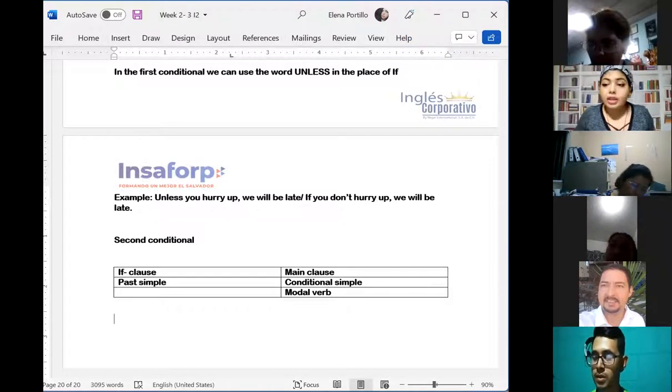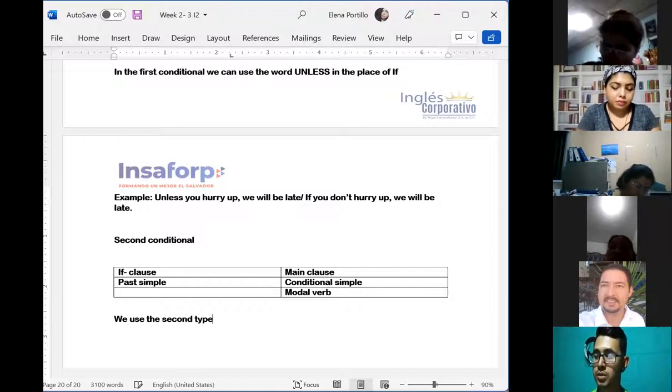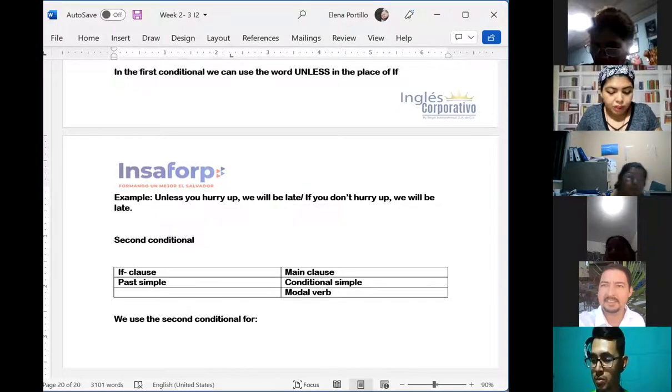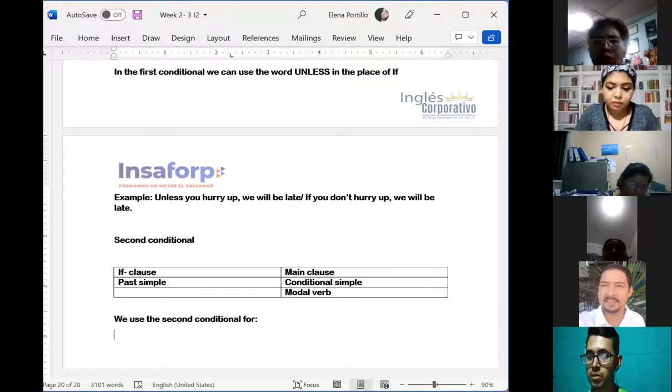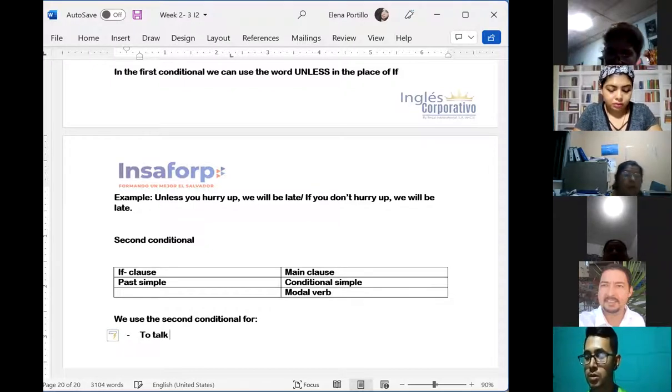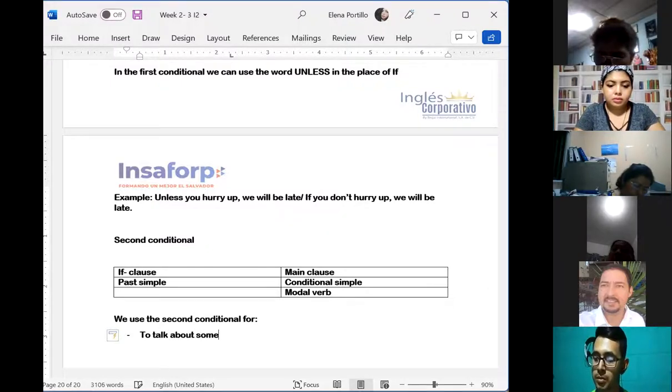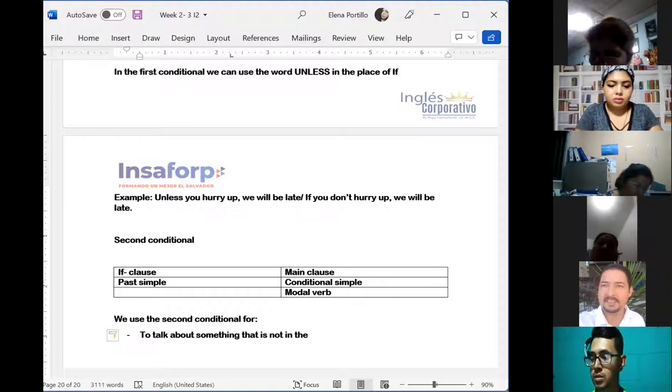So why are we using this kind of clause? We use the second conditional to talk about something that is not in the present, and that is almost impossible to occur in the future. Or we are going to talk about imaginary situations.